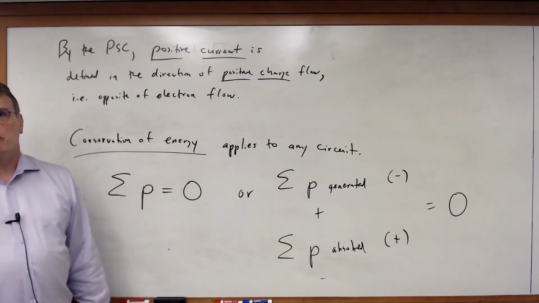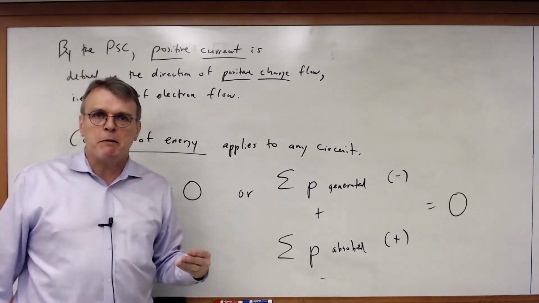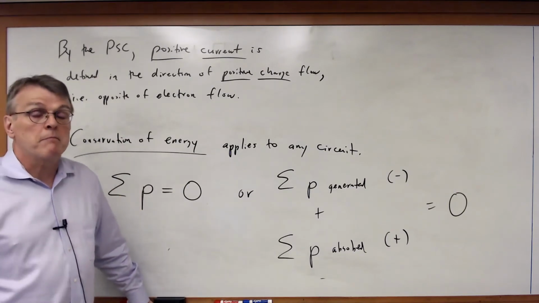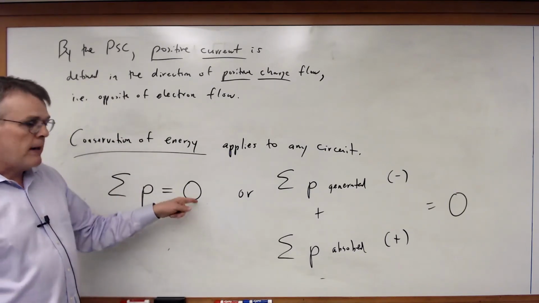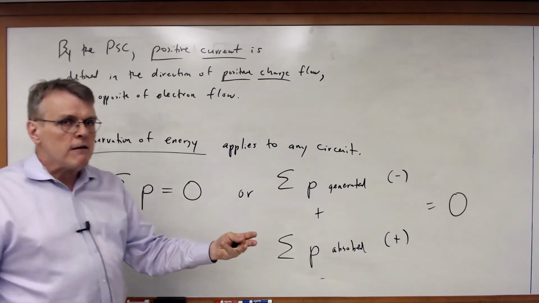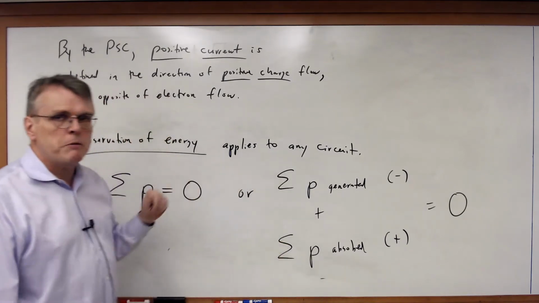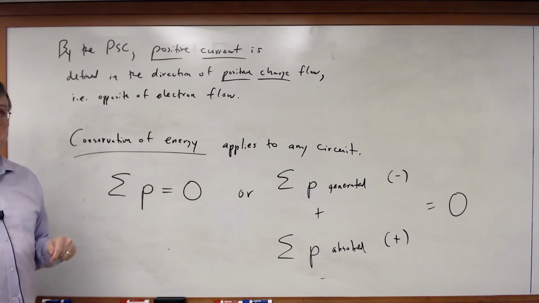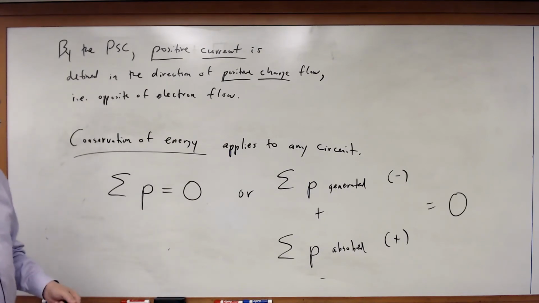This will always be true. Power will always be conserved. The sum of all the powers in all the elements in any circuit must be equal to 0. And from now until you reach the end of this course, this will always be true, and we will continue to use this. It's always a way of checking your answer to make sure you worked the problem correctly.